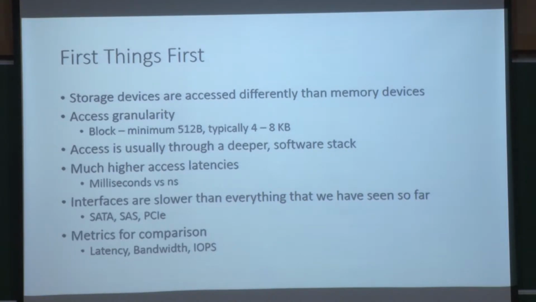So first things first, how are storage devices different from the memory devices that we have seen so far? When it comes to memory, the access interface is a load-store interface, right? Anytime you want to access a piece of data, you do a load, which goes through the memory hierarchy and gets you the data into the register file or the cache or wherever you want it to be. Similarly, when you have to push the data back into memory, you do a store, and the data is stored into memory. In the case of storage devices, things change a little bit. The access granularity is a little bigger.